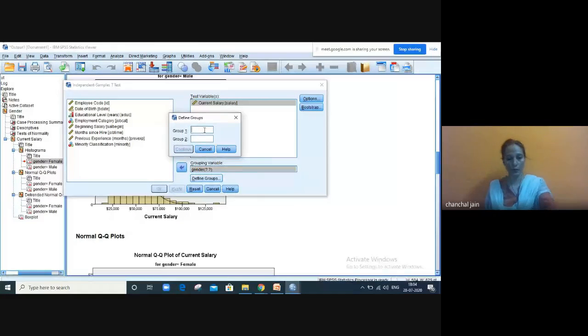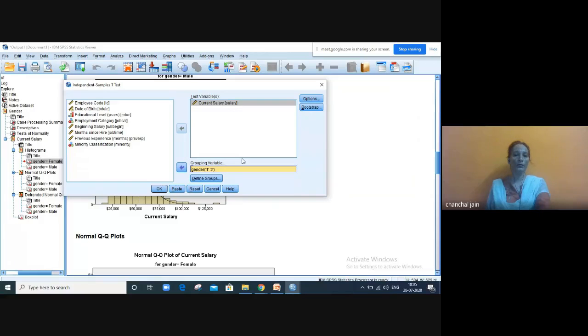Group 1 is, suppose, male, I think. Male is 1 and female is 2. Click continue, and then when you have defined this, go to the options button.